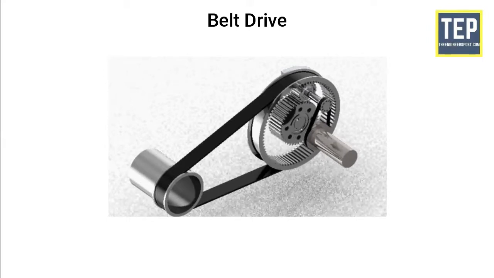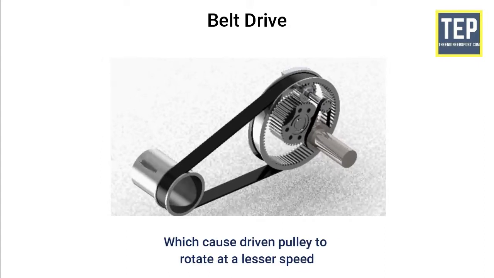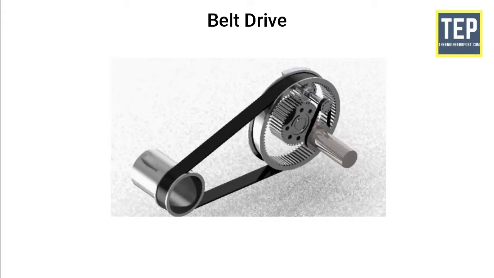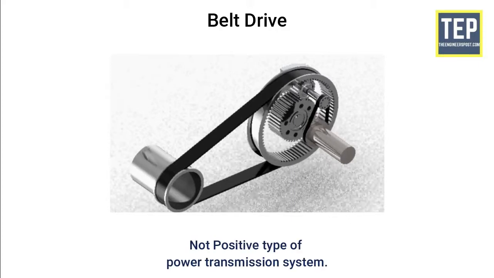Sometimes in a belt drive, there is always a possibility of some slipping taking place between the belt and the pulleys, which causes the driven pulley to rotate at a lesser speed and consequently reduces the power transmission. Hence belt drives are said to be not a positive type of power transmission system.